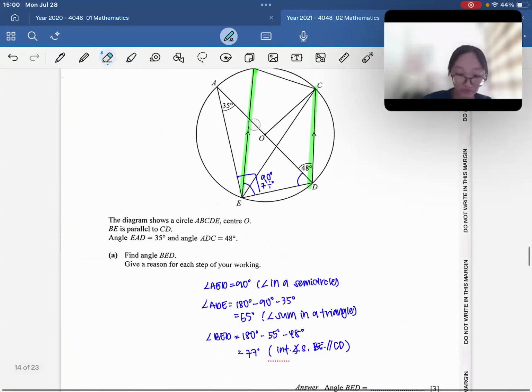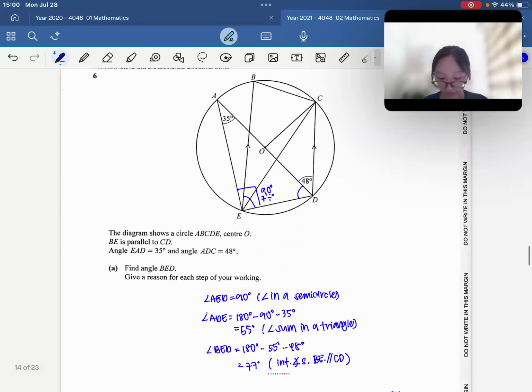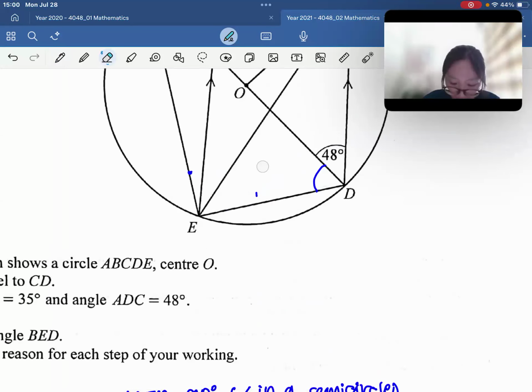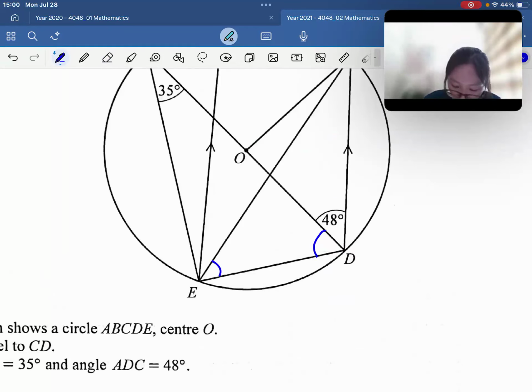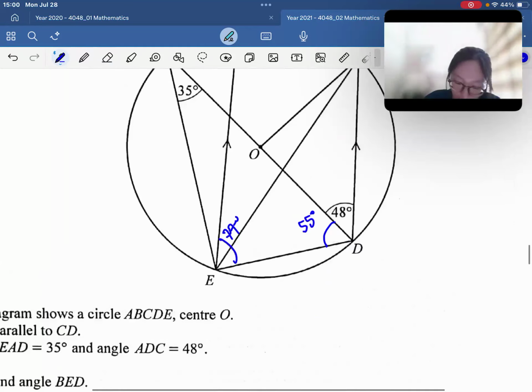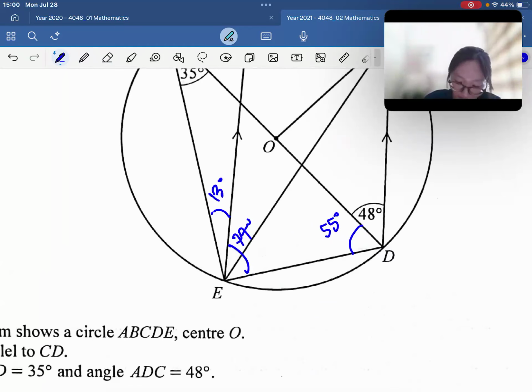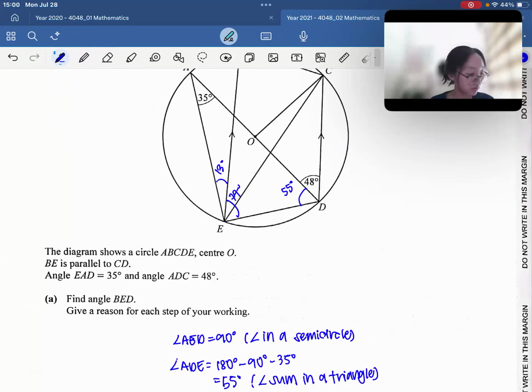Okay, let's move on to part B. So this is 77. Now we know BED is 77. BEG is over here, so it's 77 degrees. ADE we found just now was 55 degrees. So this one over here is 13 degrees. Yes, 13 is correct.